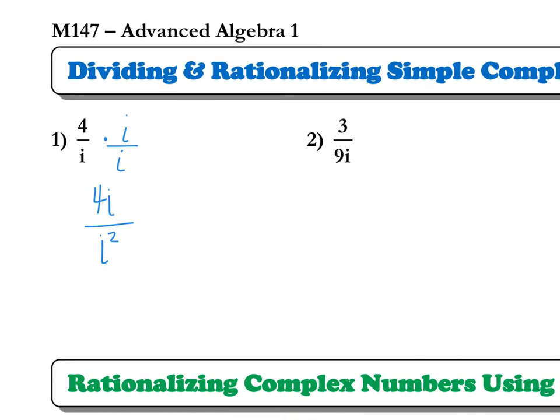Do not cancel those i's. If you do that, you just undid everything you just did. Okay? Instead, use our powers of i. So this is going to be negative 1. So we have 4i over negative 1, and we should not leave a negative in the denominator, so negative 4i. Okay? All right, let's take a look at number 2.